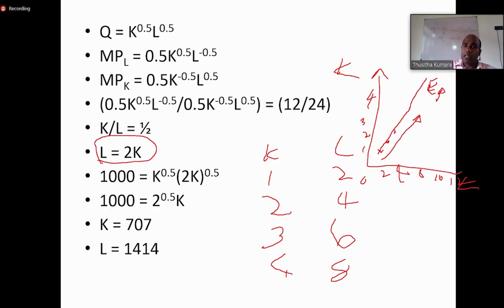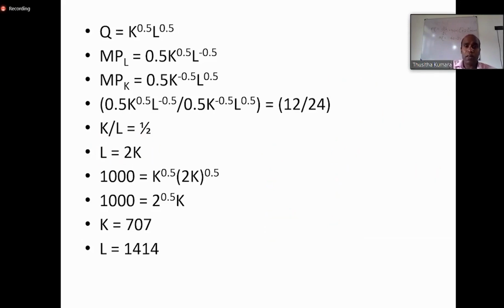Once we get the expansion path, now what we can do, we can substitute this expansion path into the production function. And the output is given. Output 1000 equal to K power 0.5. Instead of L, we put 2K and solve. Then, if you solve this equation, you will be getting K equal to 707. And L will be equal to double of that.